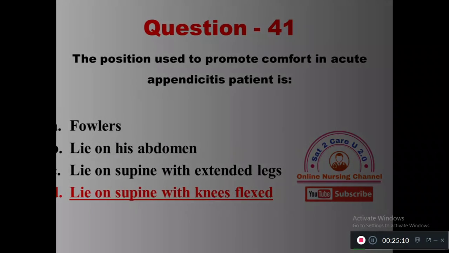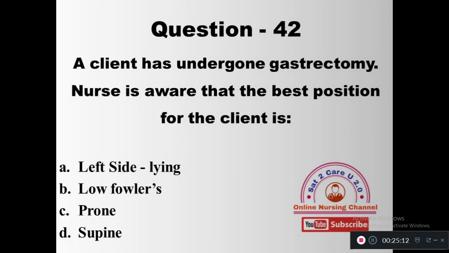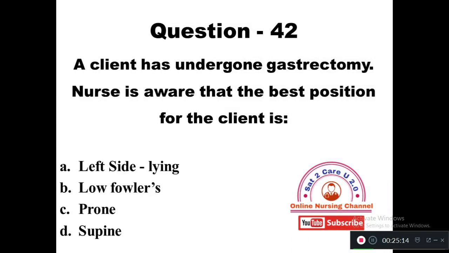Question number 42. A client has undergone gastrectomy. The nurse is aware that the best position for the client will be option A, left side lying position, B, low Fowler's position, C, prone, and D, supine position. So in this case, the best position for the client who has undergone gastrectomy will be option B, low Fowler's position.